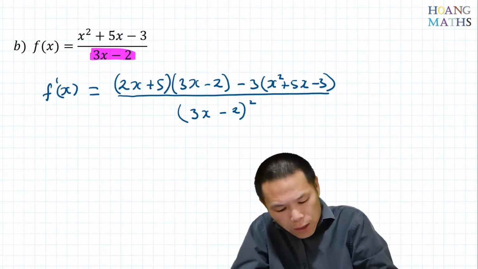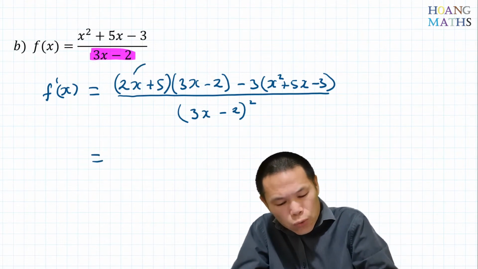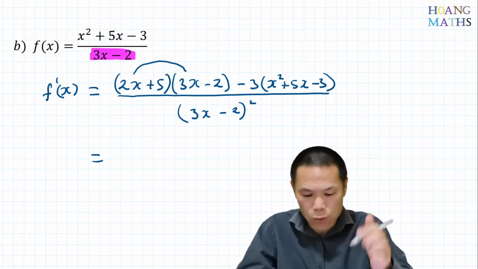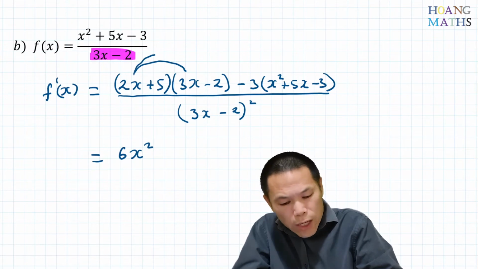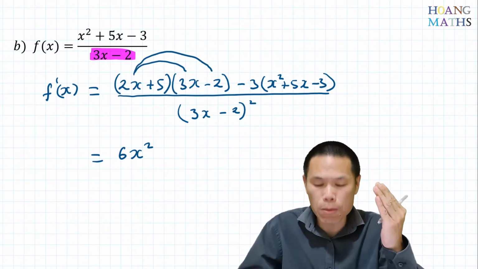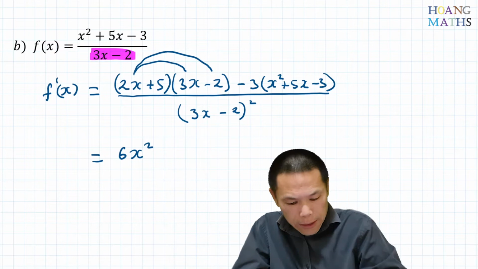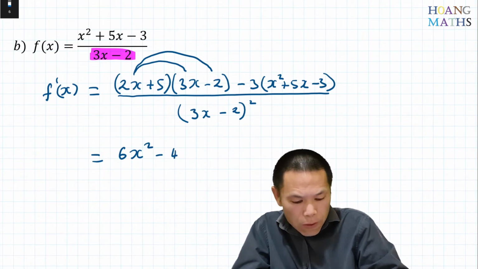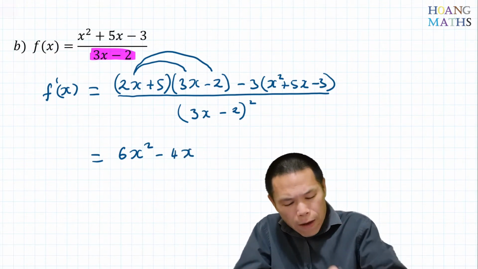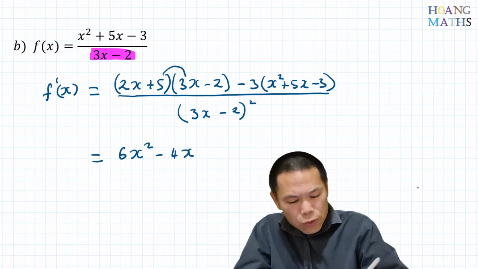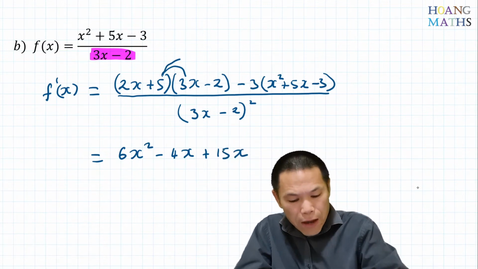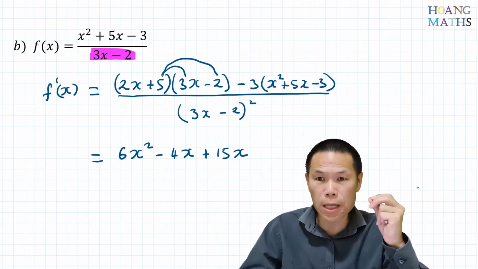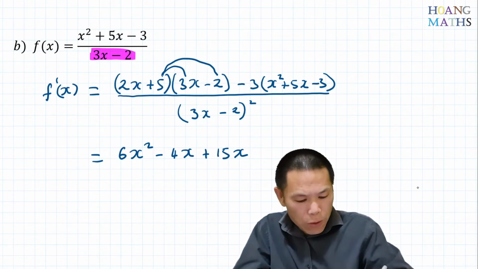To do this, I just write this equal. So 2x times 3x is 6x squared. And then 2x times negative 2 will give me negative 4x. So minus 4x. And then we have 5 times 3, that means 15x. So plus 15x. And then 5 times negative 2 gives me negative 10, or minus 10.